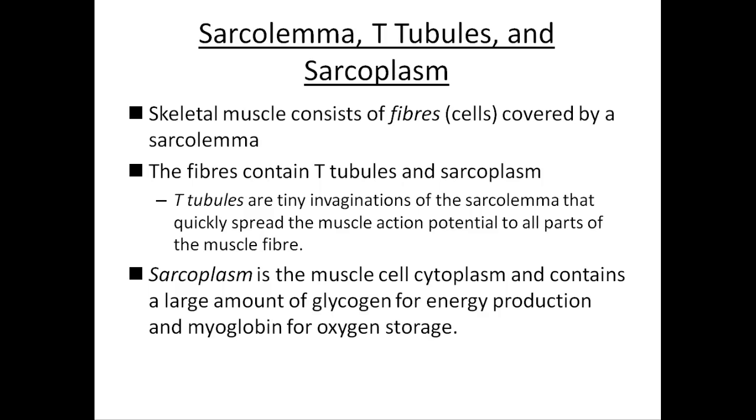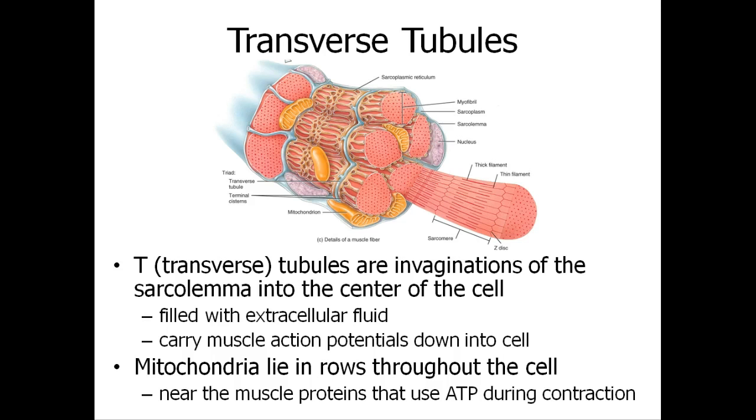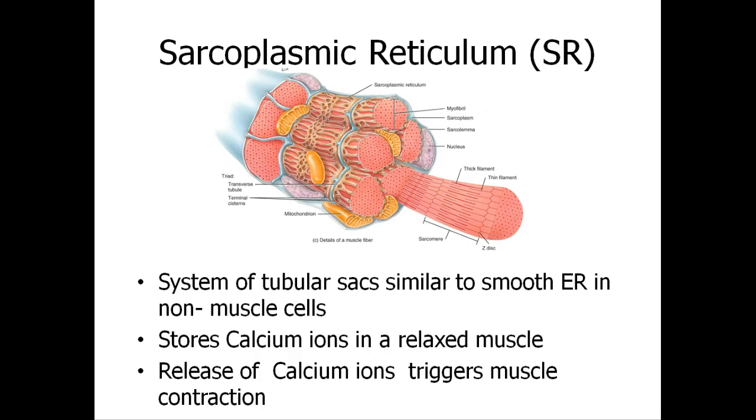for oxygen storage. See, the transverse tubules, or the T-tubules, are the invaginations of the sarcolemma in the center of the muscle cell. They're filled with the extracellular fluid, and they carry that action potential down the cell. Mitochondria lie in rows throughout the cell, near the muscle proteins that use ATP during contraction. Sarcoplasmic reticulum, or the SR, is a system of tubular sacs, similar to the smooth endoplasmic reticulum in non-muscle cells, and this stores calcium ions in a relaxed muscle. The release of calcium ions triggers muscle contraction.